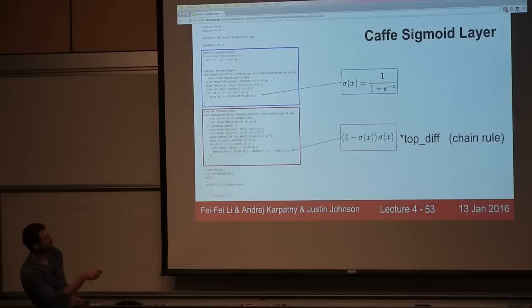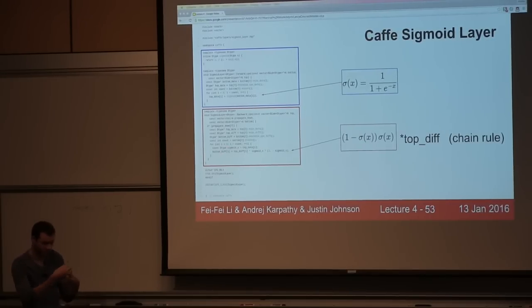And then we have a bottom blob, and we're calling a sigmoid function on the bottom, and that's just the sigmoid function right there. So that's what we compute. And in the backward pass, some boilerplate stuff, but really what's important is we need to compute the gradient times the chain rule here. So that's what you see in this line. That's where the magic happens, where we take the diff.